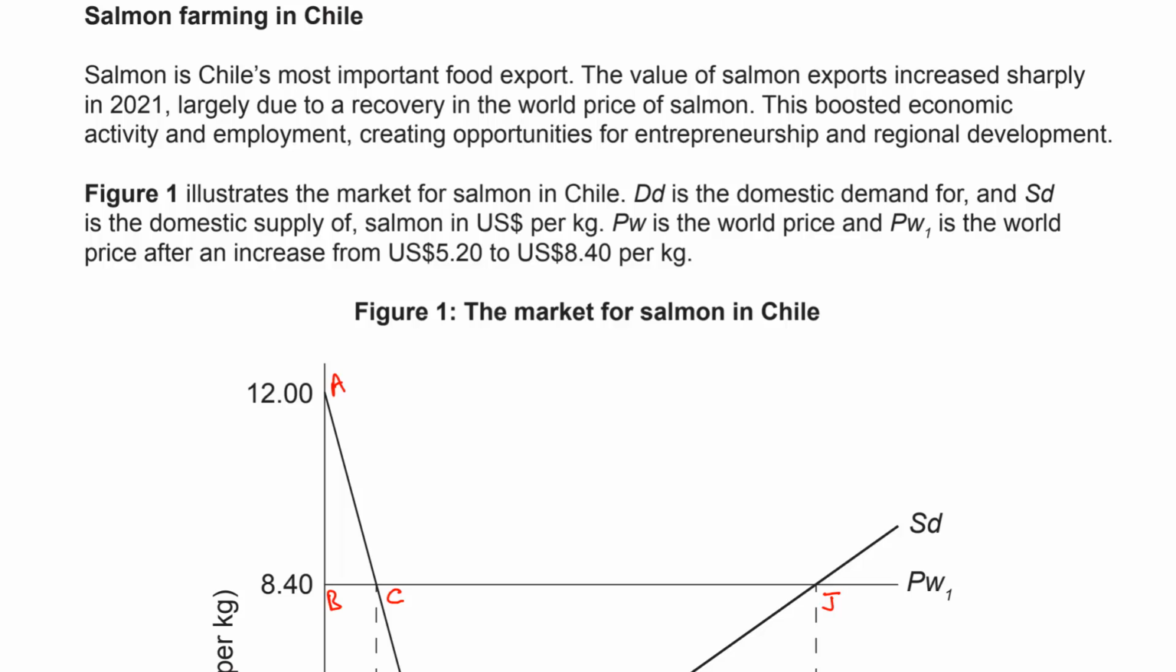Okay, so let's have a quick read. Salmon farming in Chile. Salmon is Chile's most important food export. The value of salmon exports increased sharply in 2021, largely due to a recovery in the world price of salmon. It boosted economic activity and employment, creating opportunities for entrepreneurship and regional development. Figure 1 illustrates the market for salmon in Chile. D is the domestic demand for, and SD is the domestic supply of salmon in US dollars per kilo. PW is the world price. PW1 is the world price after an increase from US $5.20 to US $8.40 per kilo.